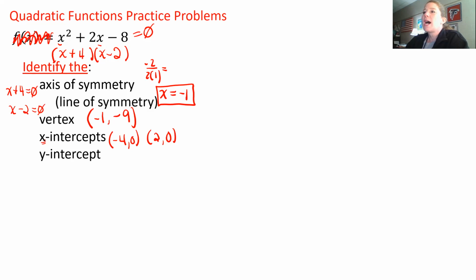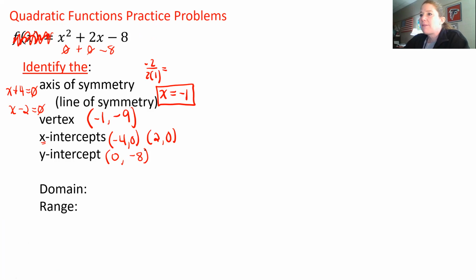All right, what about the y-intercepts? The y-intercept is what we get when x equals 0. So we're going to come up here to our original equation. We're going to make all of those x's zeros. So 0 squared is 0. 2 times 0 is 0. And 0 minus 8 is negative 8. So when x is 0, y is negative 8.